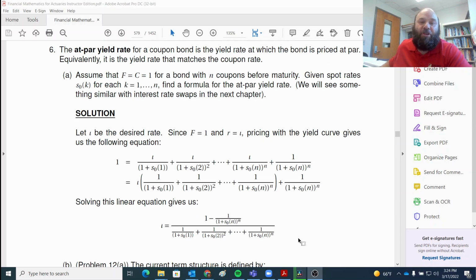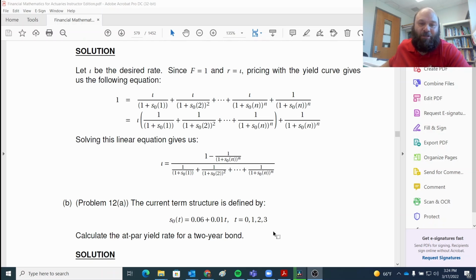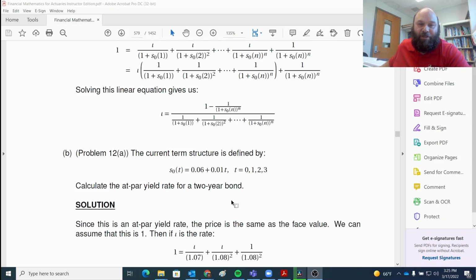All right, so let's look at an example. This one's a little bit different because the term structure is defined by an equation instead of a table. You see that sometimes. So this gives you, for times 0, 1, 2, and 3, the spot rate. So 1, of course, is not really of much value, but it's telling you that instantaneous interest rates are 6%, and then you grow by 1 percentage point each period.